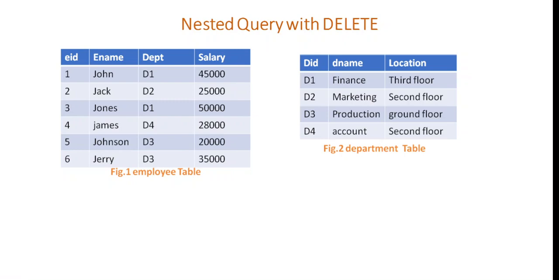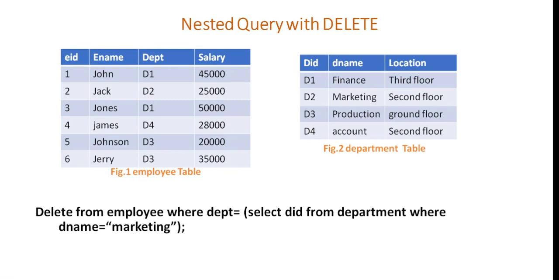So here again we have the same tables, employee table and department table. Okay, so see, I want to delete data for employees working in the marketing department. Now if you look at the table, you cannot find out the employees working in the marketing department, because we do not have names of departments in the employee table. We need to find out the name of the department from the department table.